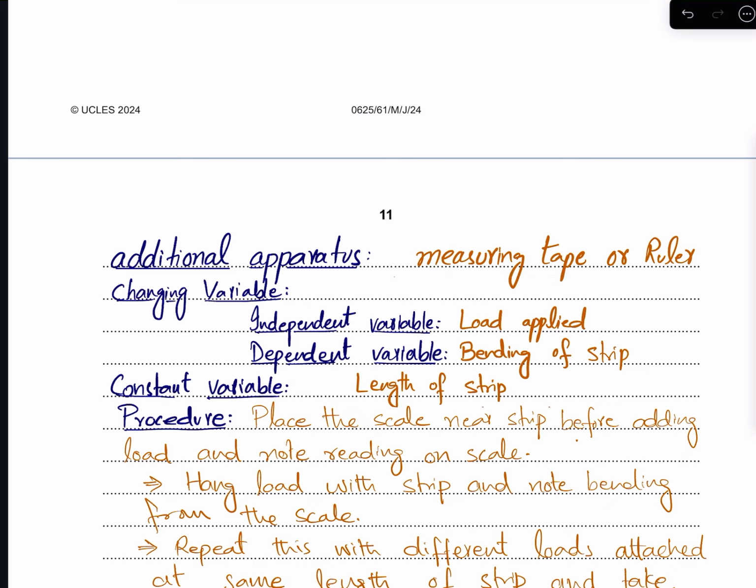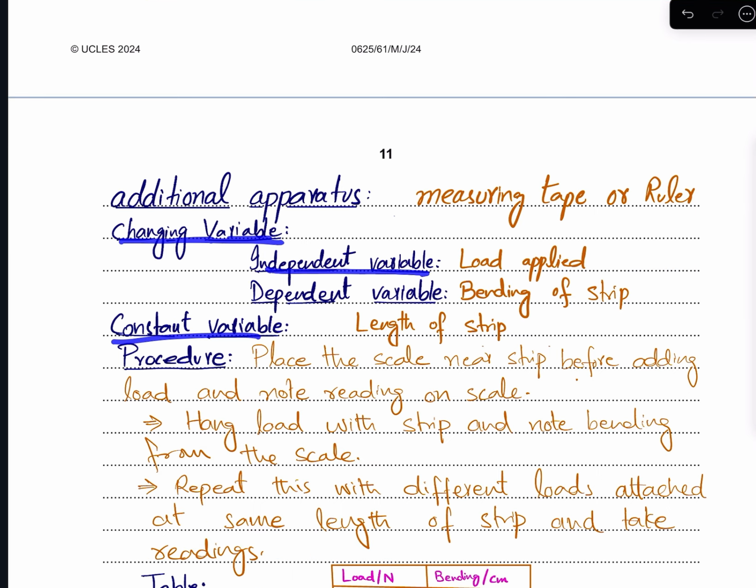Okay, so changing variable आपके पास, there are two types of variable. One is the changing, one is the constant. चेंजिंग वेरिएबल्स में देयर आर टू फर्दर डिवीजन्स, वन इज इंडिपेंडेंट, वन इज डिपेंडेंट। इंडिपेंडेंट वेरिएबल वो होगा जो आप खुद से चेंज कर रहे हो, राइट?